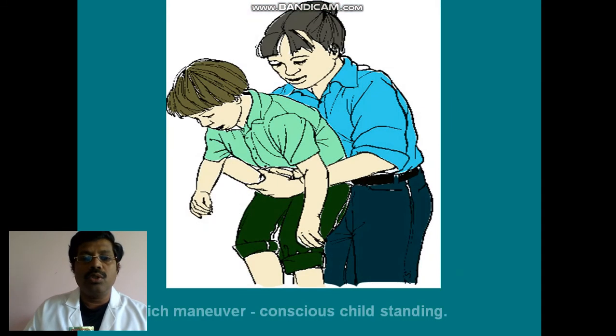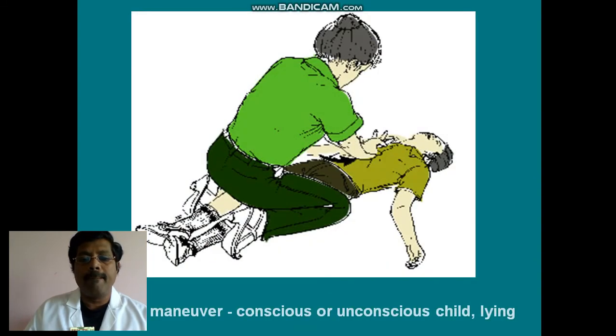For a conscious child, they can stand and you can give the Heimlich maneuver, that is the abdominal thrust, to remove the foreign body from the throat. There is also a Heimlich maneuver for a conscious or unconscious child. Sit on the lap, same thing: keep both hands on the epigastric region of the child and give gentle pressure to remove the foreign body from the throat.